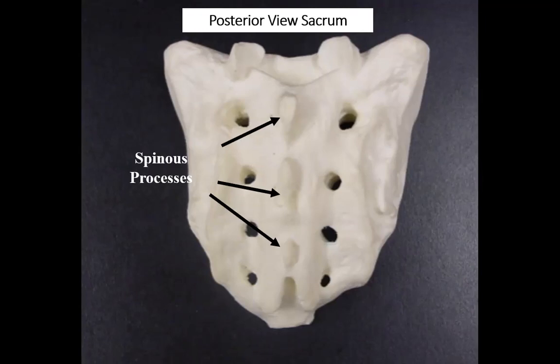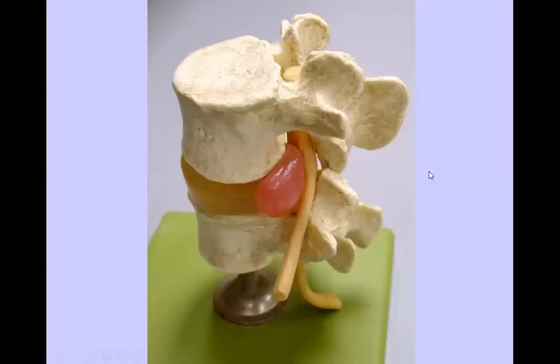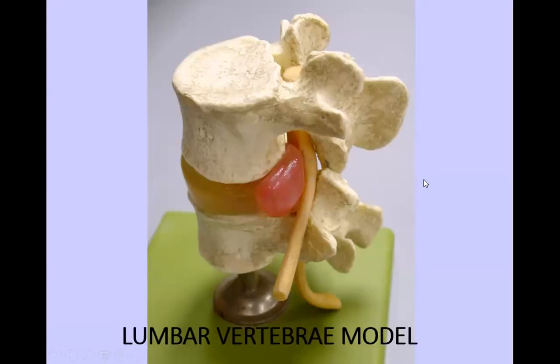So every vertebrae, except for the first 2 or so, is going to have a spinous process. It's a classic landmark to identify. So here we see a lumbar vertebrae set. This particular model shows you a number of processes coming off of each one of these vertebrae. First of all, it tells us it's lumbar vertebrae. The first thing you see here is the spinous process.